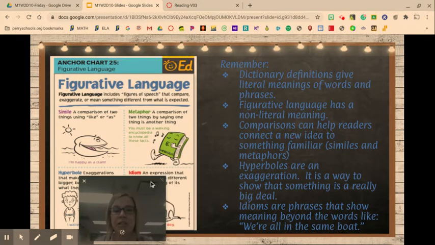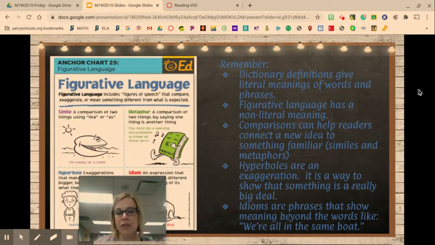dictionary definitions give literal meaning, so we're going to be talking about the literal meaning, and those are the things that the words actually mean. Figurative language has a non-literal meaning, so they don't mean what the words say. That's going to be a big piece of today's lesson with idioms.